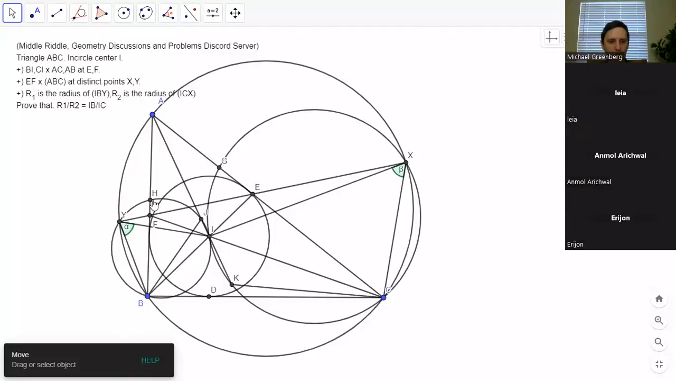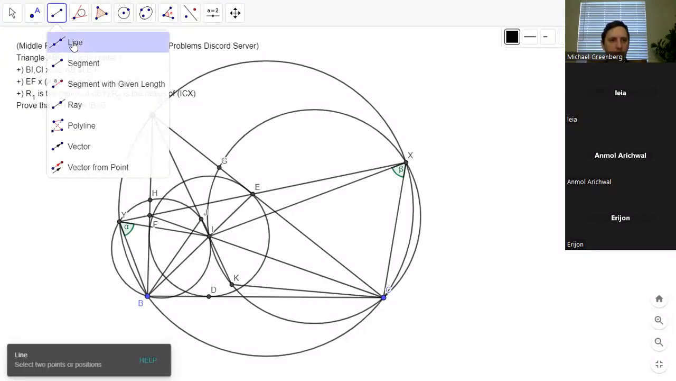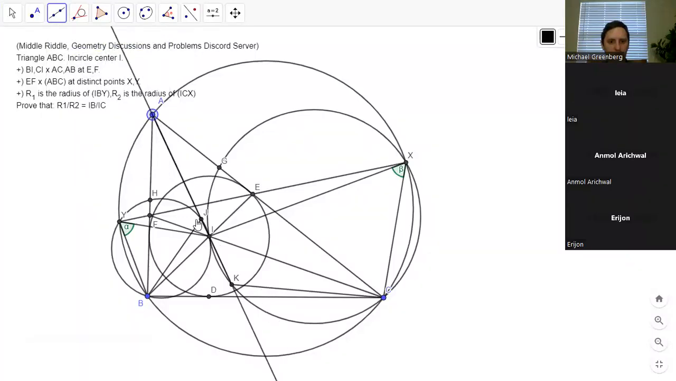Yeah, we don't really need H and G if we're doing it this way. So BYI is BJI. And then CXI is 180 minus CKI. So yeah, what if we drew the midpoint of this arc?